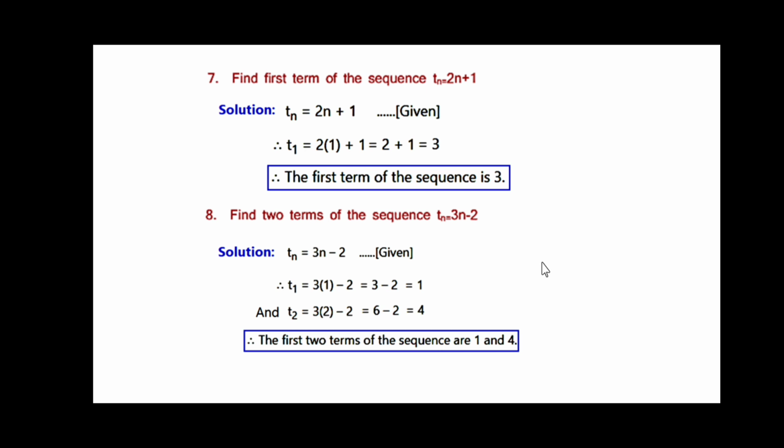Friends, we will see the next problem, that is the ninth one. Find the common difference of an AP, arithmetic progression, which is 0.9, 0.6 and 0.3 and so on.